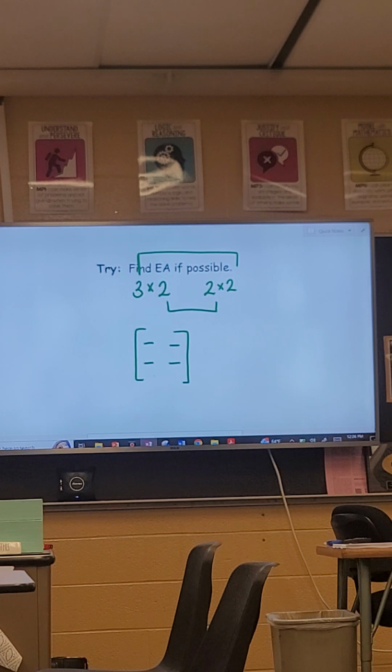We got those spaces. So we got row 1, column 1. Row 1, column 2. Row 2, column 1. Row 2, column 2. Row 3, column 1. Row 3, column 2. Multiply it up.